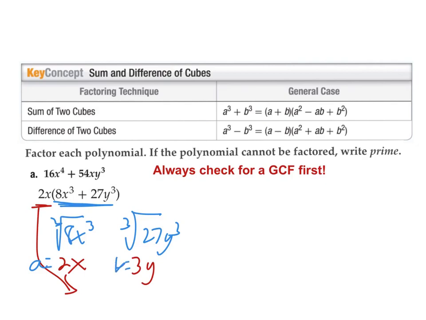So essentially what happens is this is a and this is b. And so everywhere I see an a, I'm going to plug in 2x. Everywhere I see a b, I'm going to plug in 3y. Okay? Don't worry about plus or minuses. The formula takes care of all that. So if this would have been minus, I would still want you to take the cube root of 27y cubed, and the formula takes care of fixing the signs. Okay? Now, so here's what that's going to look like.